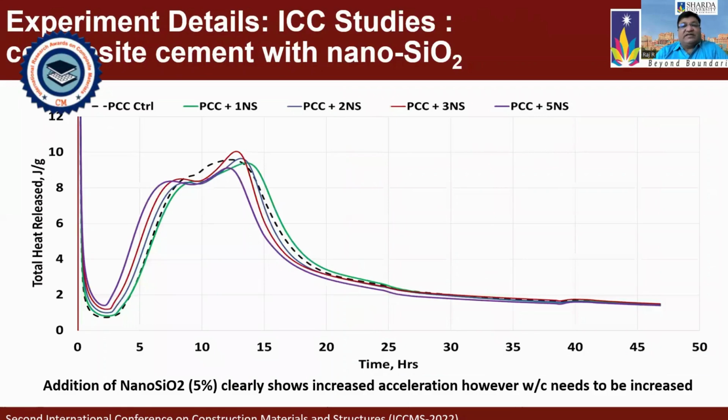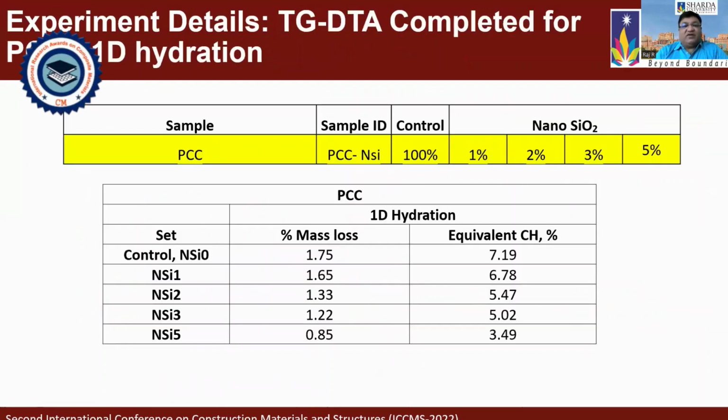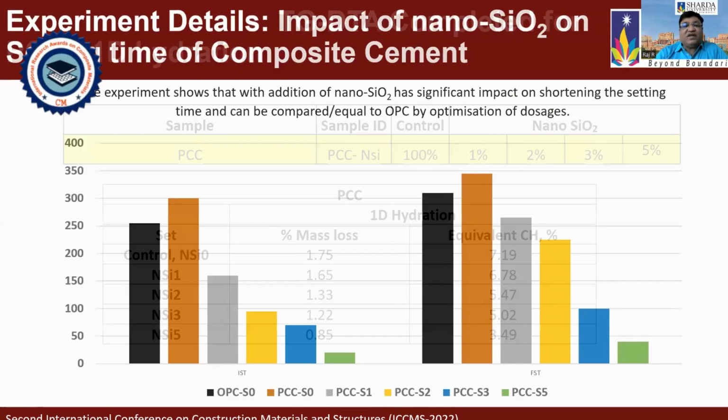Here we see that the ICC study shows that as we increase the addition of nanosilica, the heat peak shifts toward the left-hand side. It means acceleration of the hydration process takes place. We also did the TGDTA test, which shows that the available calcium hydroxide from the cement can be used by the nanosilica to develop additional phases which can improve the performance of the cement.